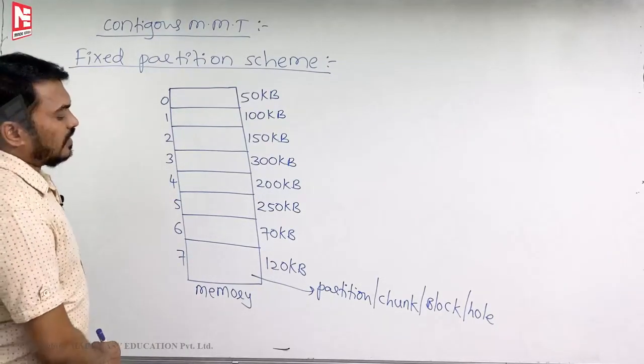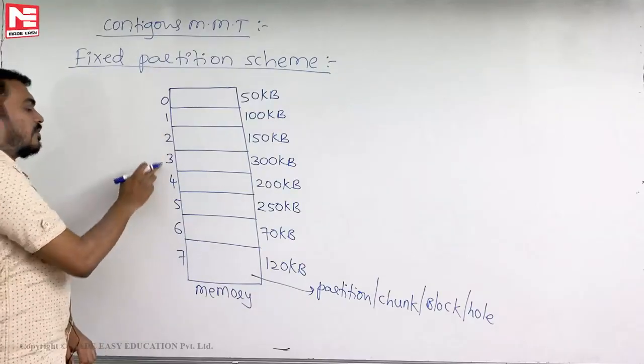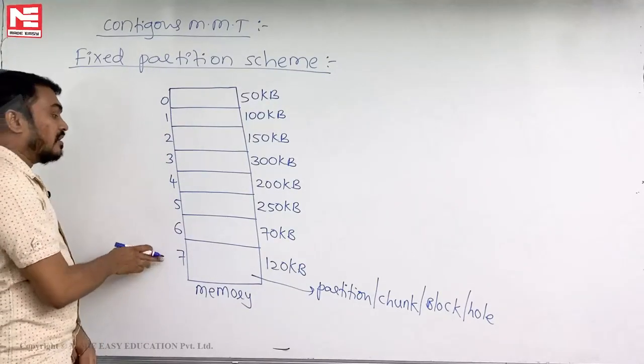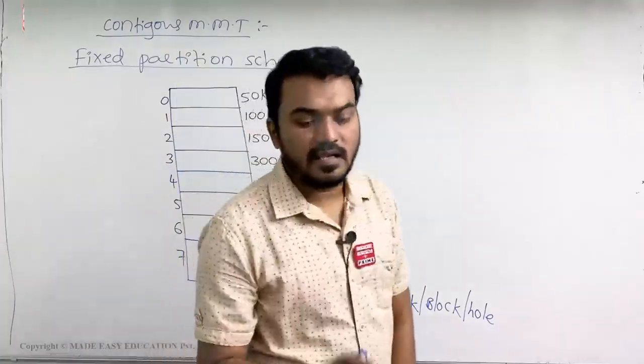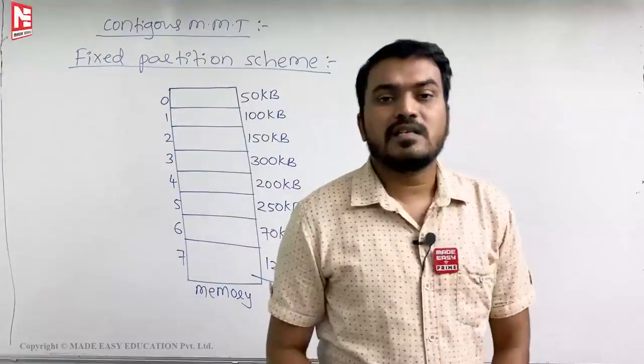Is that clear? Understand carefully. What is fixed here? The number of partitions. How many partitions are there here? 8. So this 8 is fixed. What does fixed mean? 8 is fixed, the number of partitions is fixed. Okay, next important point. Just listen here.